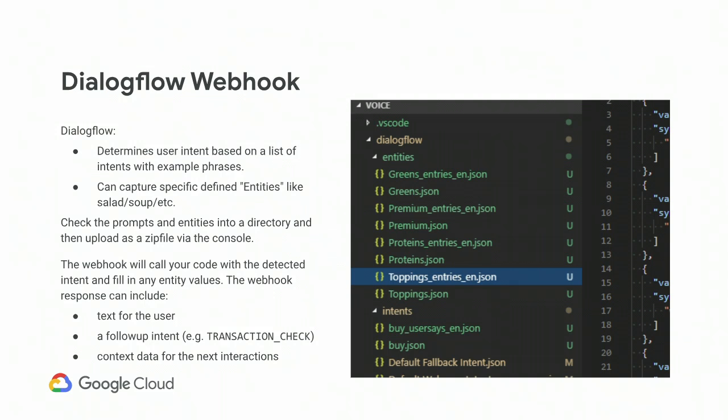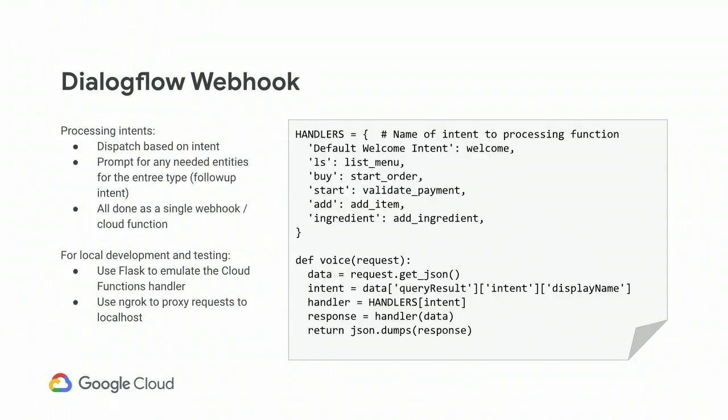And you can also set context information that will be carried along to the future. So when you say, I'd like to place an order, the demo creates an order in Firestore and then puts that into Dialogflow so that the next time you make a request, the next webhook knows what that is. And let's see, yes.